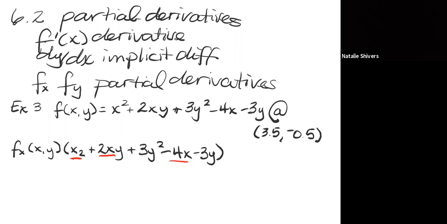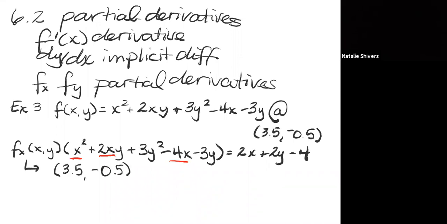So f subscript x is going to be, the derivative gives me, oops, I already see a mistake here. This isn't that. It is x squared, sorry, is 2x. And then the first part of the product rule gives me 2y. And then I get minus 4. Okay. So I only need the first part of the product rule because that's the only part where I'm taking the derivative of x. All right. And then I need to evaluate it at 3.5, negative 0.5. And when I plug that in for x and y, I get 2 times 3.5 plus 2 times negative 0.5 minus 4, and I get 2.